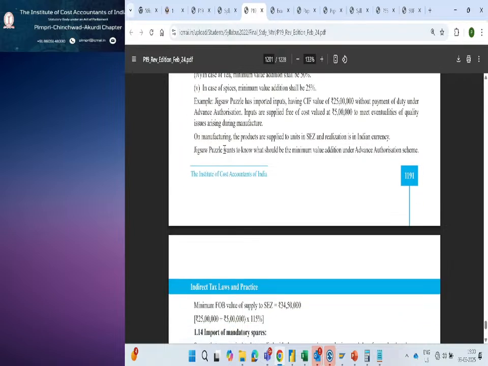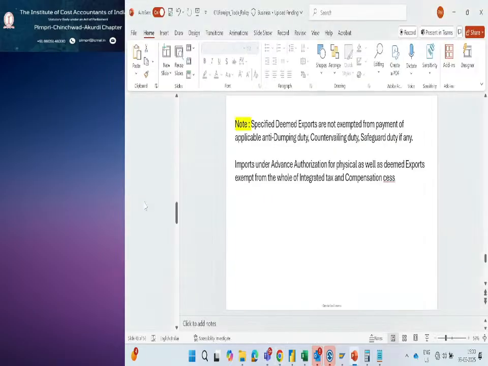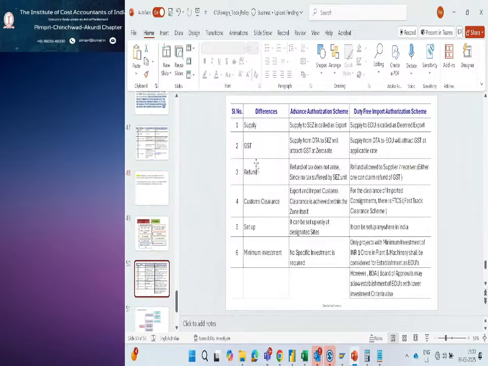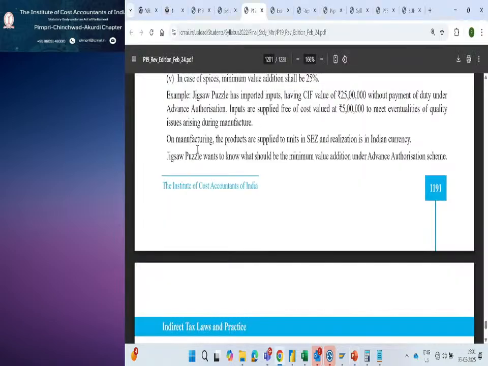So you can have a look at this particular example. I have shown the differences here. The value addition is minimum 15% in case of advance authorization, and in case of duty free you should have a value addition of 20%. If I blindly tell you that the value addition is 15 and 20%, it will be very difficult. So have a look at this particular example.